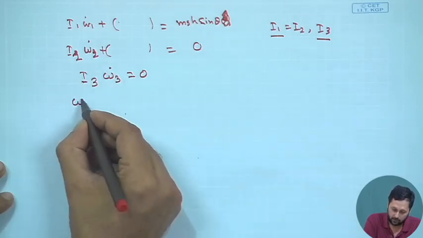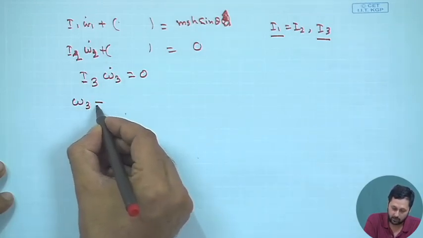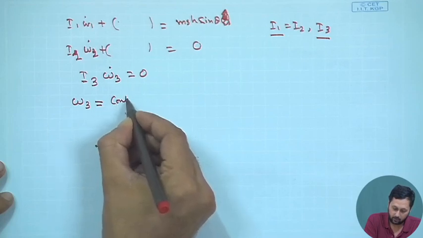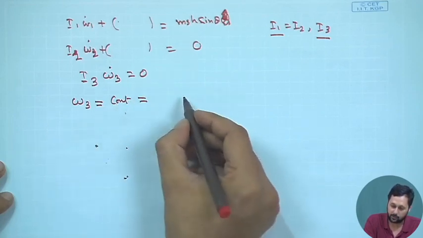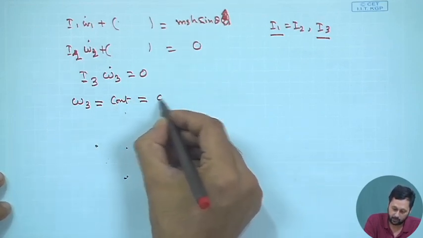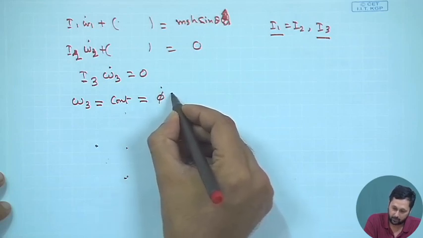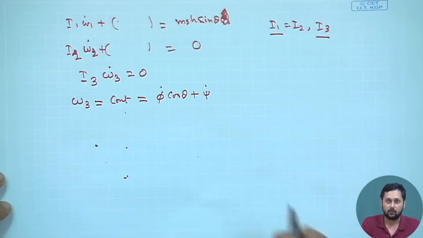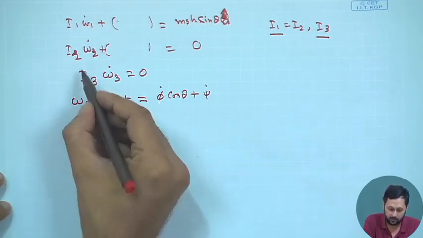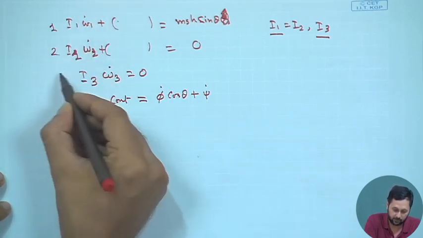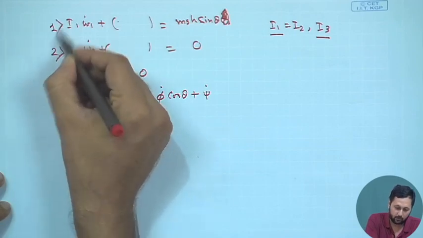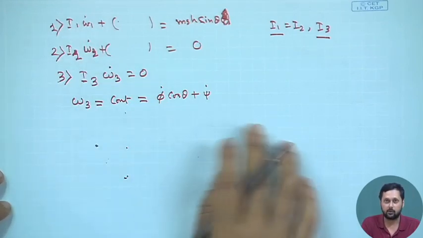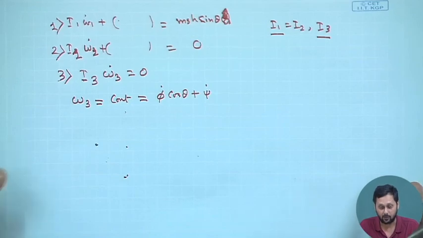So, from here we can get omega 3 is a constant. And what was the expression of omega 3 we have taken? We have written omega 3 as phi dot cos theta plus psi dot. Okay. So, this is a constant we see immediately from the third equation. This is the first, this is the second, this is the third. So, I am not writing the first two explicitly because we are not using it.